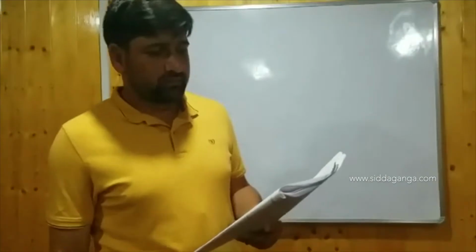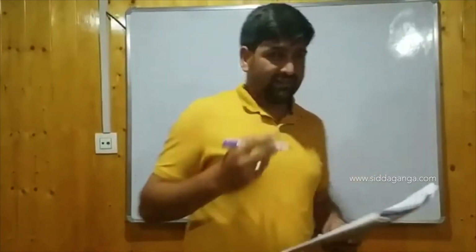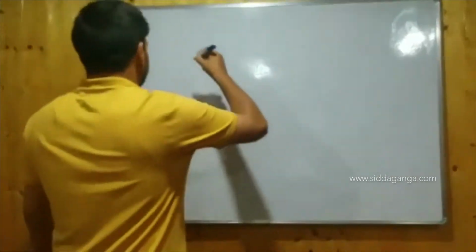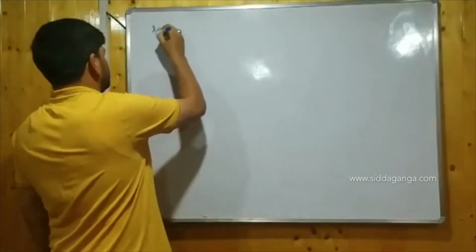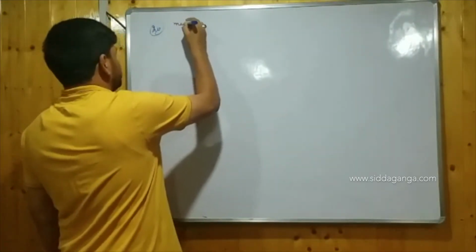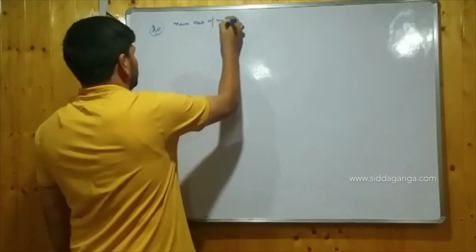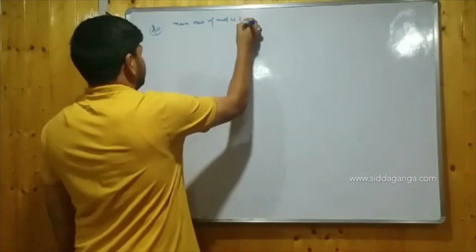So the question is, the main axis of a diatomic molecule is Z. Almost this is question number 20 or 21 of our discussion. The question is asking, the main axis of the molecule is Z.